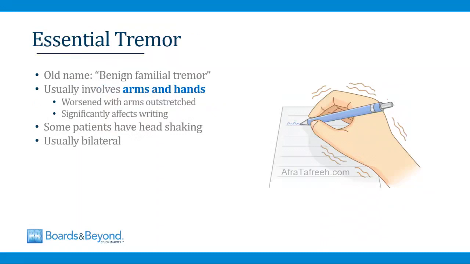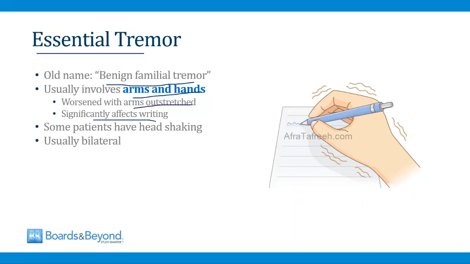Essential tremor is a nervous system tremor disorder. The old name was benign familial tremor, and it got this name because this disorder tends to run in families, and it's benign, meaning it does not indicate Parkinson's disease. It usually involves the arms and hands. It's worsened when the arms are outstretched, so it has features of a postural tremor. It also tends to significantly affect writing and make it hard for patients to write.